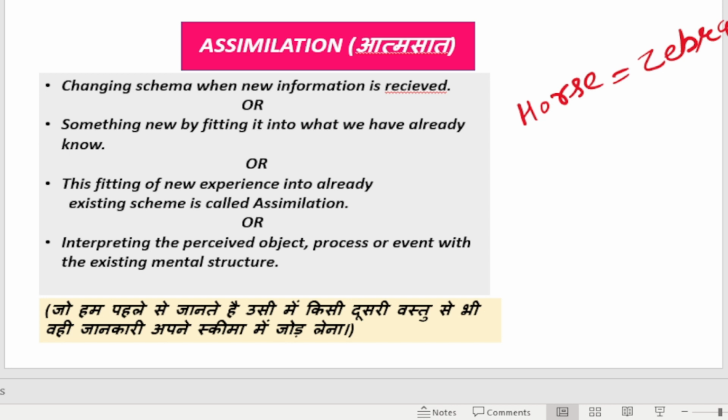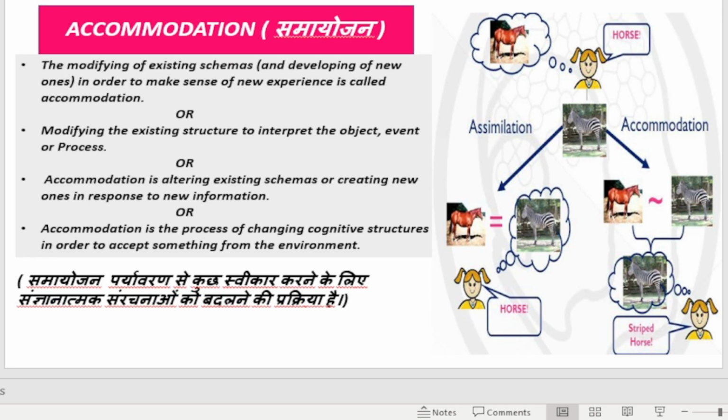Now let's move on to the next, accommodation. If we are making differences between horse and zebra by their characteristics and we are able to modify that zebra is different from horse because a zebra has stripes on its body, this situation is called accommodation.